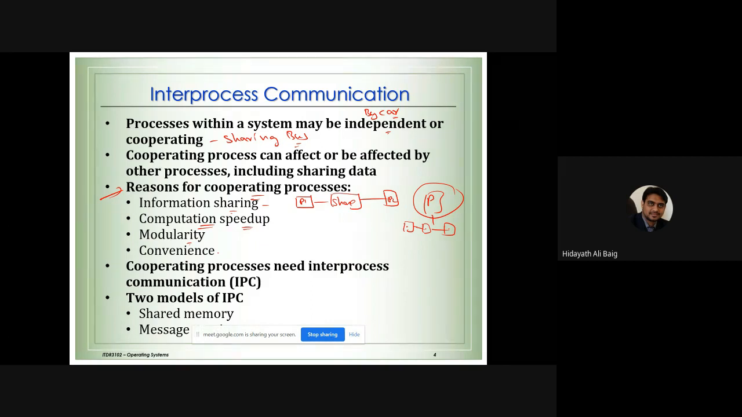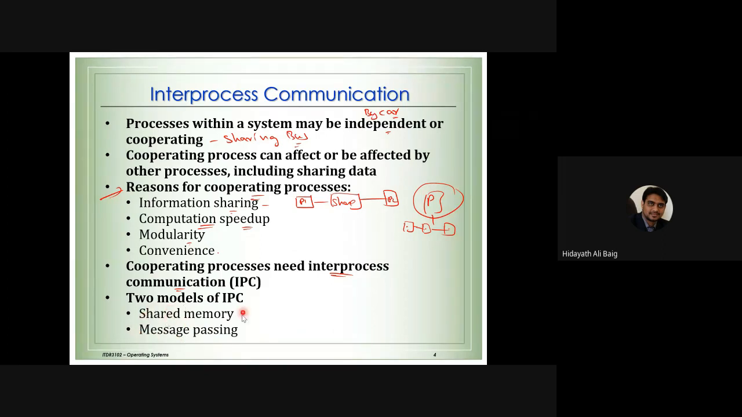Now, when they are cooperating with each other, they need to have a mechanism which is inter-process communication. There is a link, there is a way to share all of them together. How do we do that? There are two methods discussed in this lecture. One we call a shared memory. The second one we call a message passing system. We are going to discuss this at the end of the lecture.